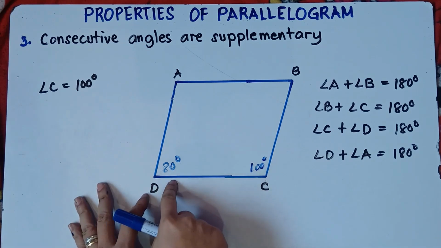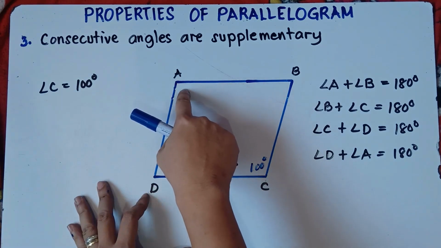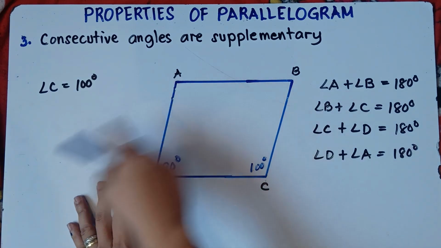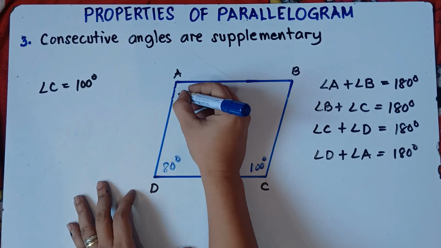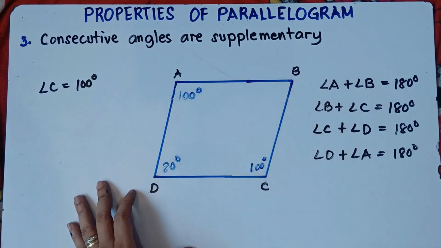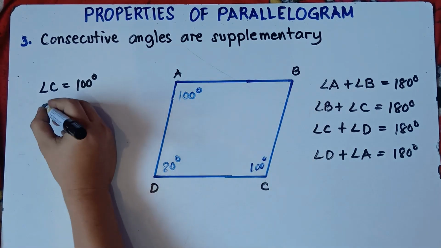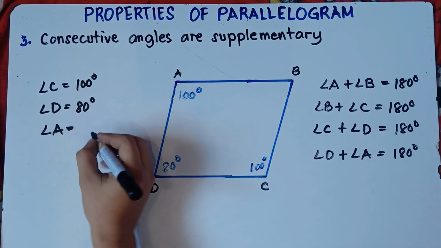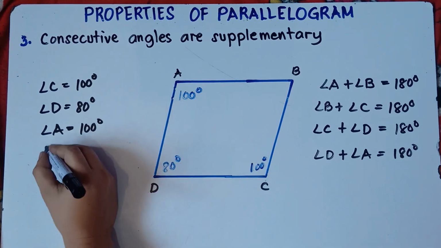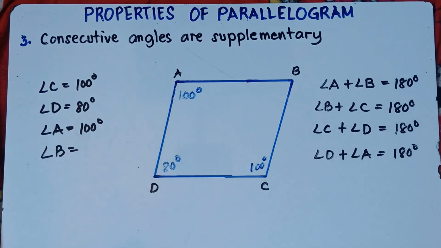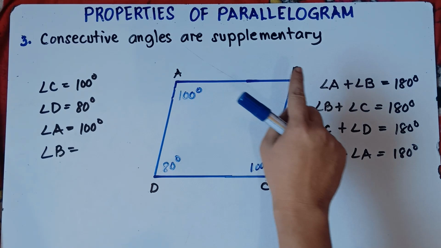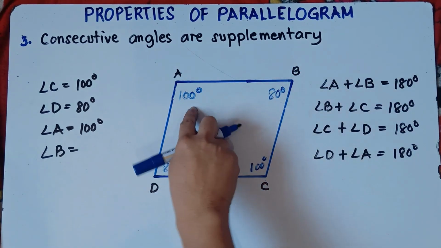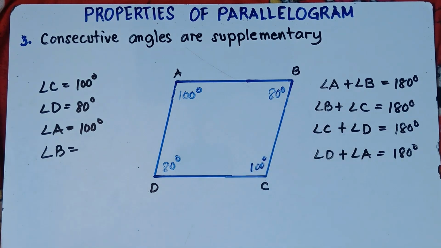Now, if this is 80, what would be the measure of angle A? Okay, consecutive angles, what would be the measure of angle A? That's correct. Angle A should be 100 degrees. Why is that, sir? Because consecutive angles are supplementary. So angle D is 80 degrees. Angle A is 100 degrees. And angle B, what's the measure of angle B, class? If this is 100 degrees, therefore, this should be 80 degrees. Why is that, sir? Because 100 plus 80, that would be 180 degrees.